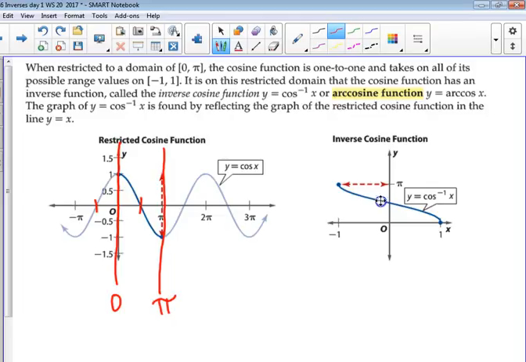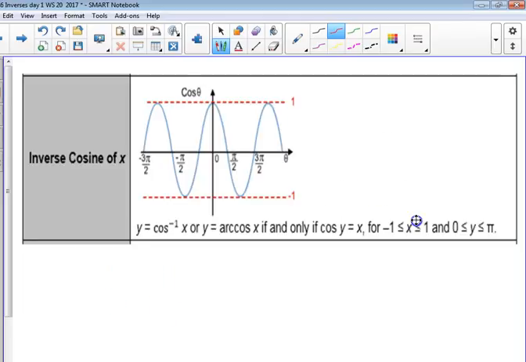On our new one, remember that's going to be the y values when we do the inverse. All right, what were the x values here? Negative 1 to 1, yes. So that's going to be our range over here. All right, I don't draw these very well.